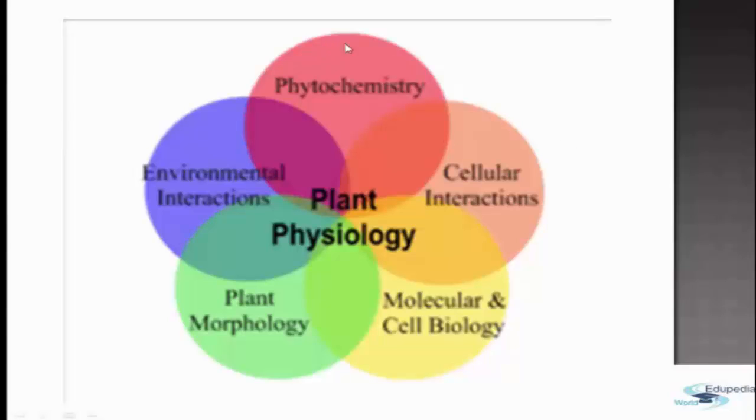So as a summary, we have five included fields for plant physiology: phytochemistry, cellular interactions, molecular and cell biology, plant morphology, and last, environmental interactions.